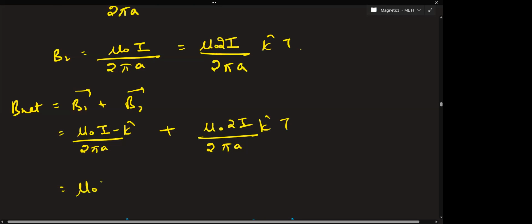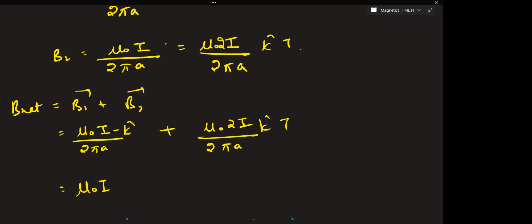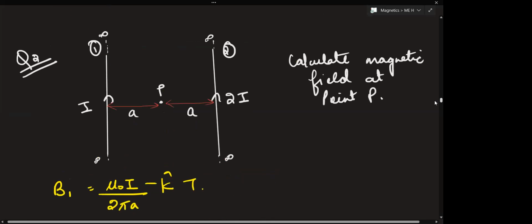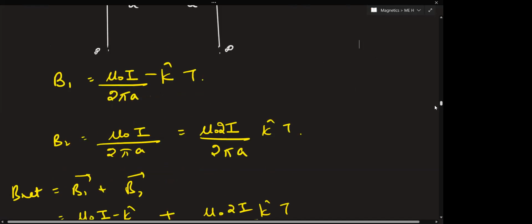Mu naught. Ma'am, why did we take minus k cap for the first one? Minus k cap because it was going inwards. So inwards is negative z axis. Are you agreeing with the fact that it is going inwards? Yes, ma'am. Okay. So for inwards it is negative z axis. That's why minus k cap.